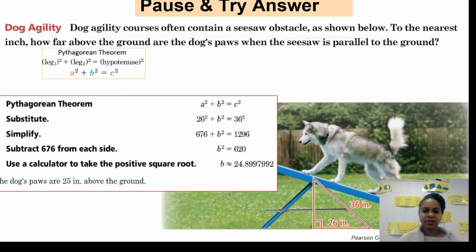All right, so you should have gotten B equals approximately 24.899792. All right, and you could round that to 25, the nearest inch. So I hope you got the problem correct.